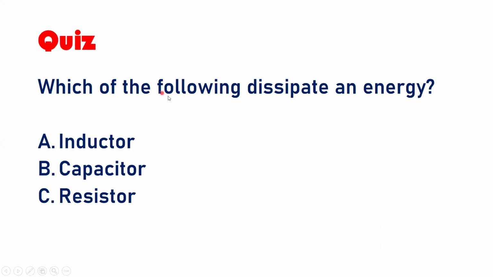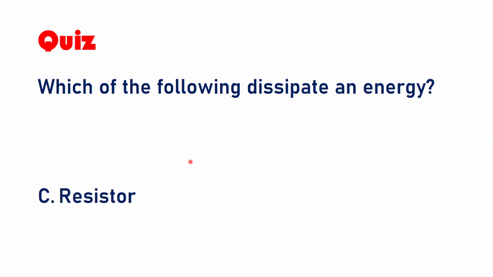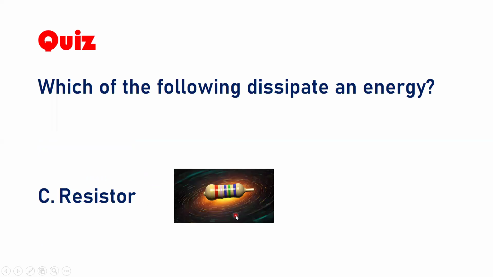This quiz says, which of the following dissipate energy? So remember, here the options are inductor, capacitor, and a resistor. And the correct option would be, of course, the resistor, the passive component which is going to dissipate energy when inserted into the circuit. Remember, here you are using the word dissipate. It's not that it generates energy.